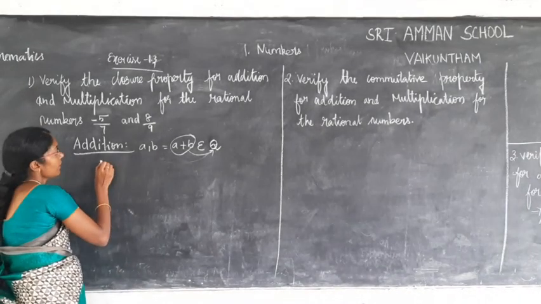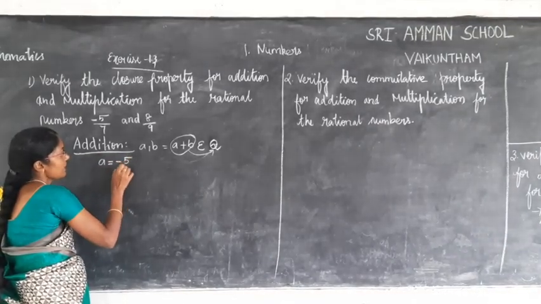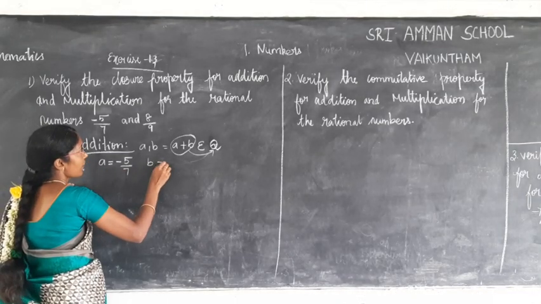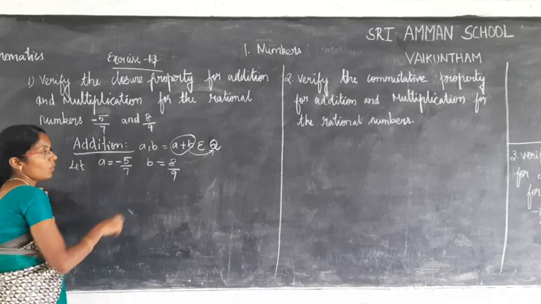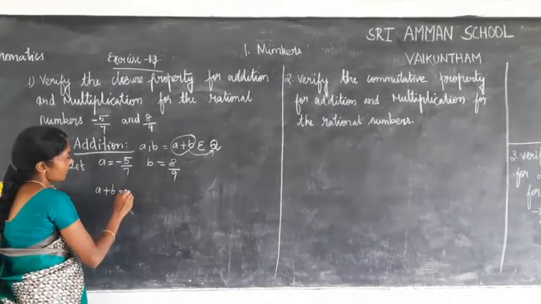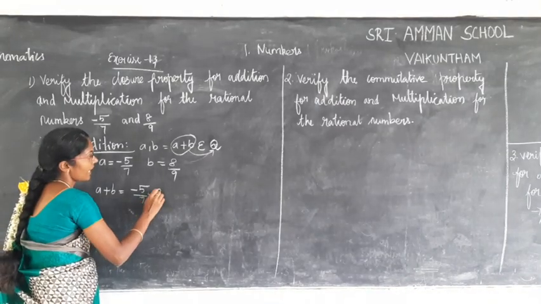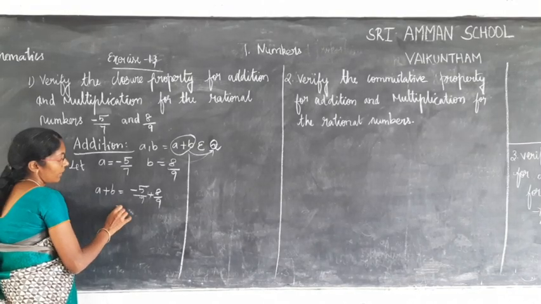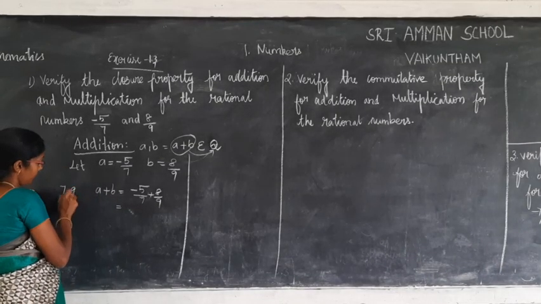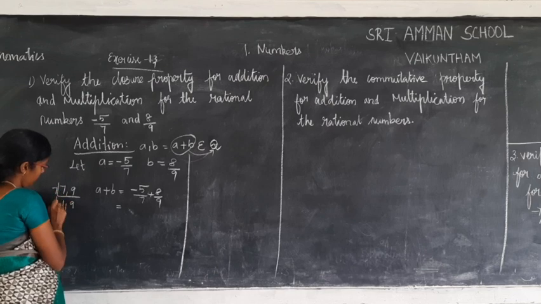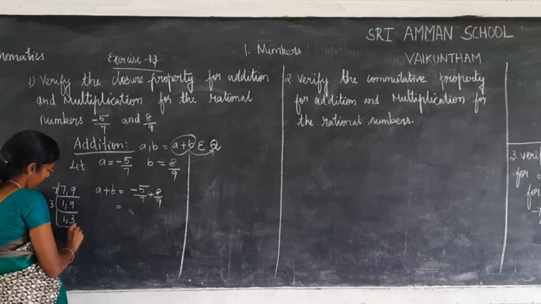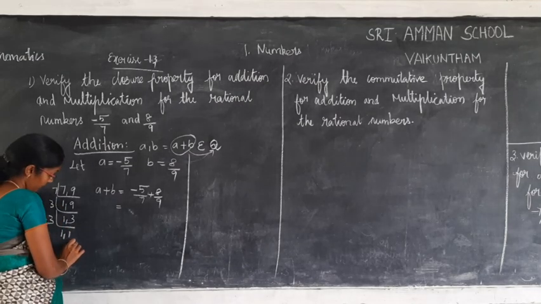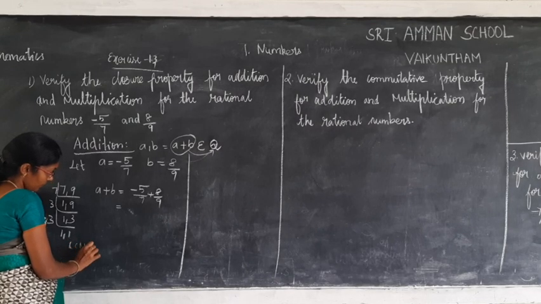What are the 2 rational numbers? Let a be equal to minus 5 by 7 and b be equal to 8 by 9. What is the closure property? a plus b is equal to minus 5 by 7 plus 8 by 9. Okay. So we have to take the LCM. 3 3s are 9, 9 7s are 63. So the LCM is 63.